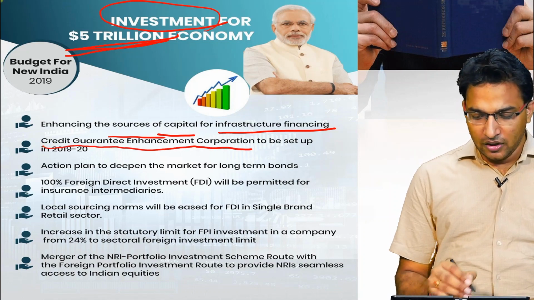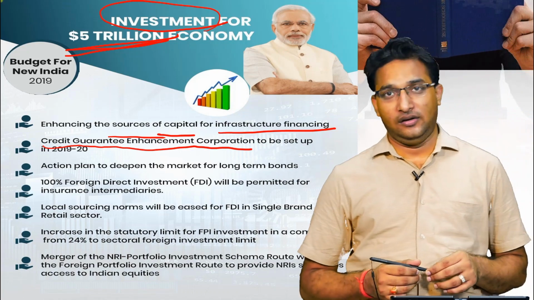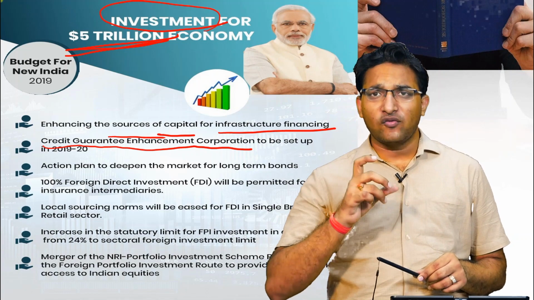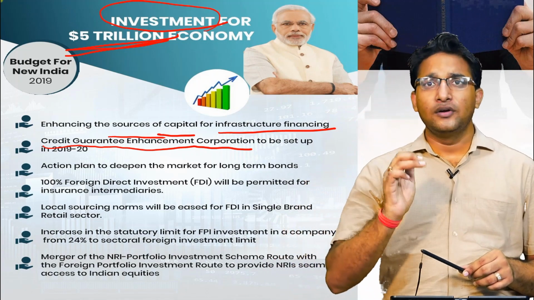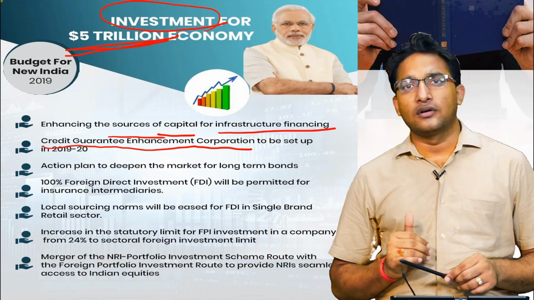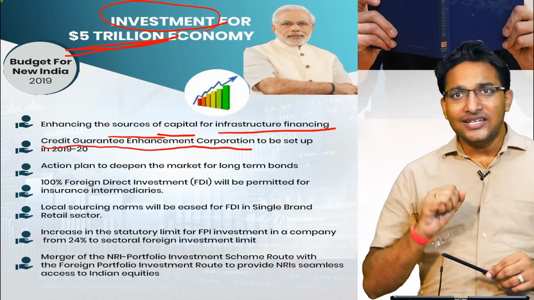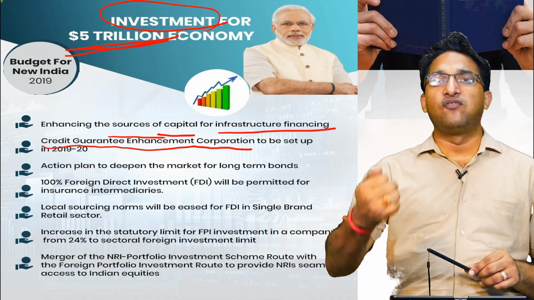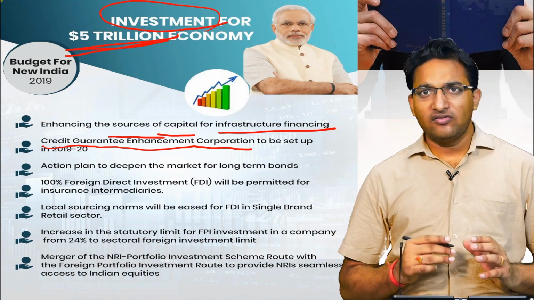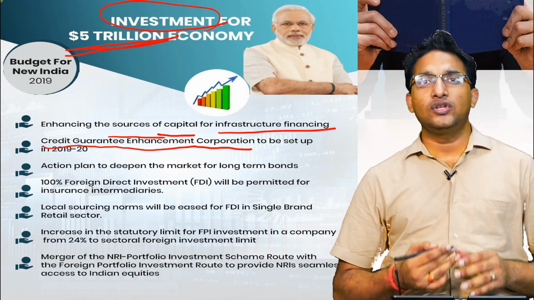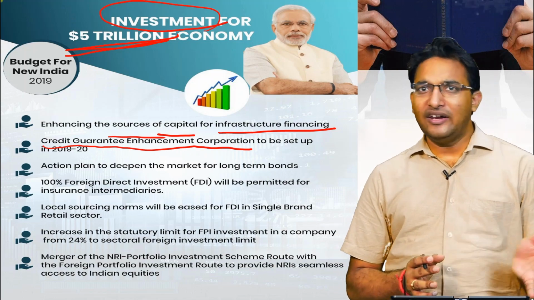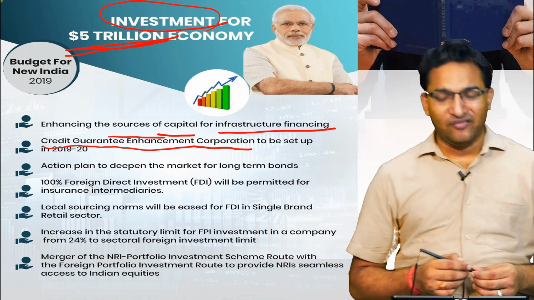Credit Guarantee Enhancement Corporation to be set up in 2019-20. This kind of organization is supposed to be set up so that when the banks give loans to infrastructure companies, then this corporation will ensure that in case of default by those companies, the banks get back their dues. So this will provide a kind of guarantee or insurance to the banks so that banks can freely lend the amount from their pockets. This will enhance the credit source for capital financing.